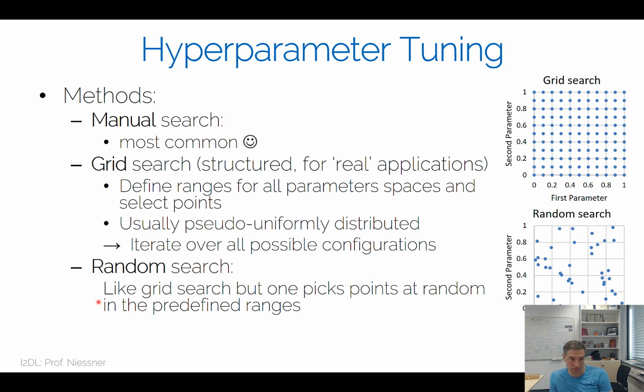There's also complete random search, right? Like in grid search, but you just pick points at random in predefined ranges. So, this is the difference from a visualization standpoint. It really depends on the problem you're dealing with. For the most part, you also don't do naive grid search over all hyperparameters. For the most part, you do a grid search at some point over the learning rate. That's the one thing people do.